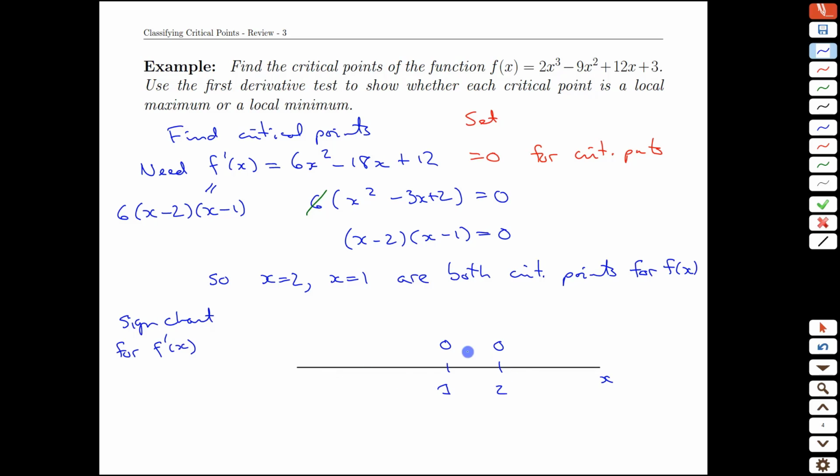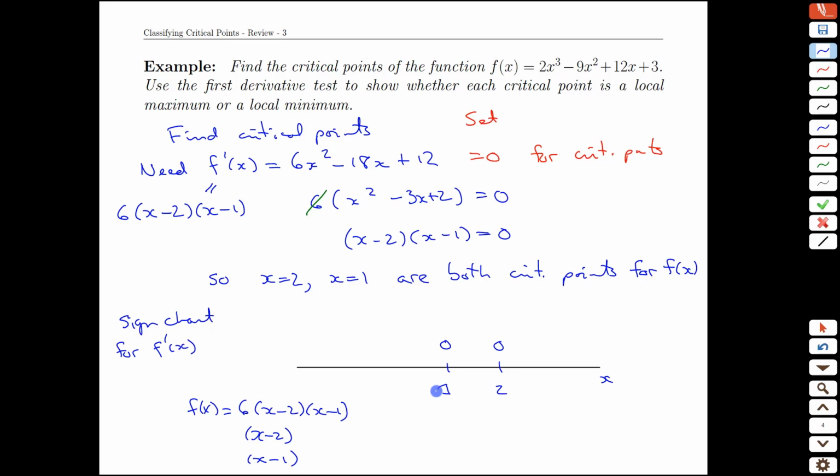Again, there's different variations on how you present this, but if we're looking at the sign chart for f prime of x, we can talk about the sign of x minus 2. We can talk about the sign of x minus 1. We'll put those down a little bit lower. And then we'll have at the top the actual function f prime of x, which is 6 times x minus 2 times x minus 1 multiplied.